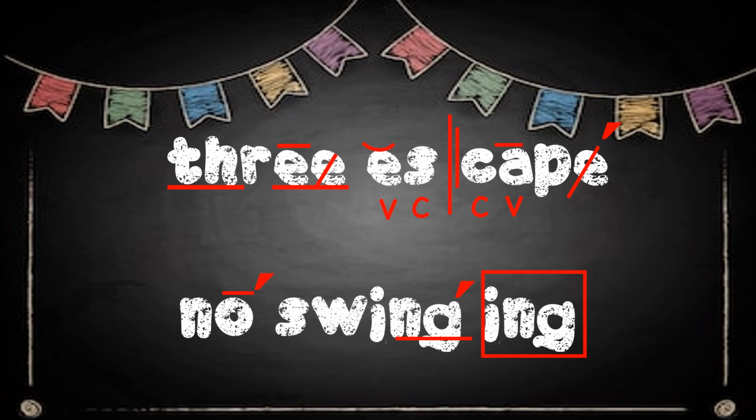What else needs to be coded in this word? I see a vowel, and it's followed by a consonant digraph. A vowel followed by a consonant is coded with a breve. Now let's go ahead and read this phrase. No swinging.